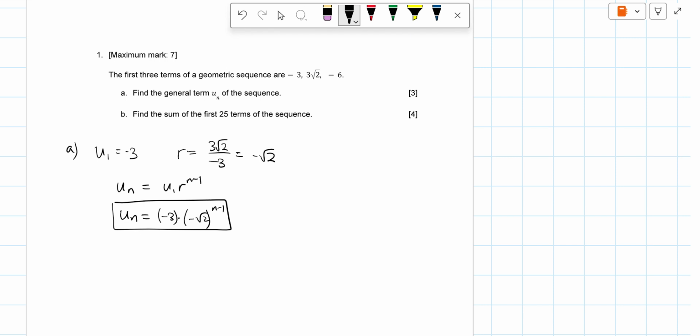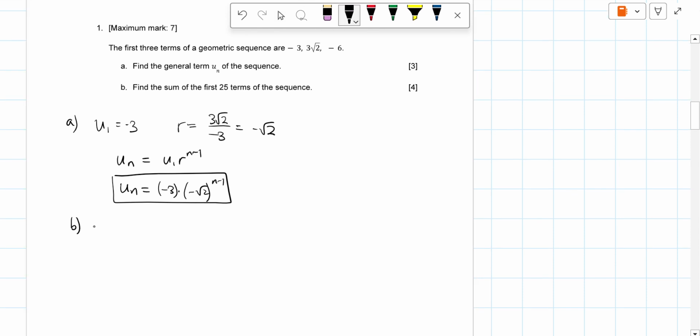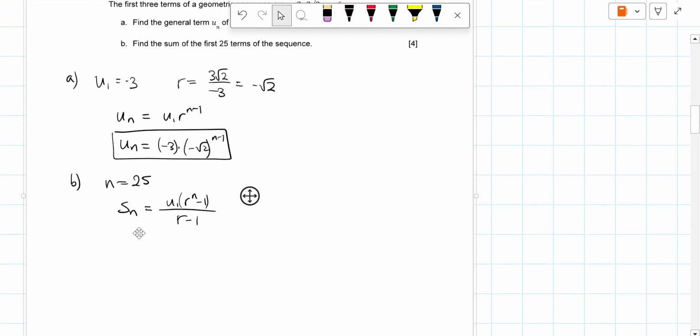Find the sum of the first 25 terms of the sequence. Well, let's plug in the formula as well. So, first of all, using the same u1 and r values, I just have additional information that n equals 25. So let's first copy down the formula for the sum of the first n terms of a geometric sequence from the formula booklet. S_n is equal to u1 times (r to the power of n minus 1) divided by (r minus 1). So S25 must be -3 times ((negative square root 2) to the power of 25 minus 1) divided by (negative square root 2 minus 1).